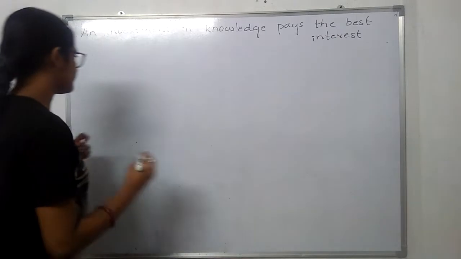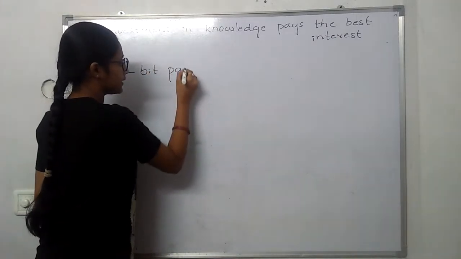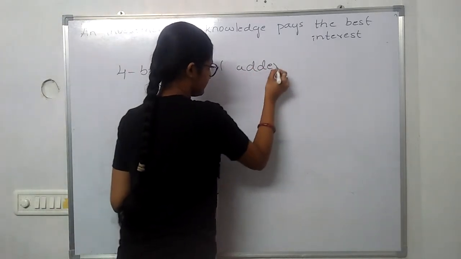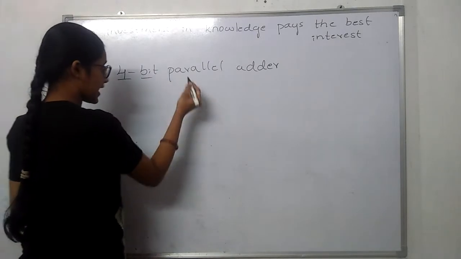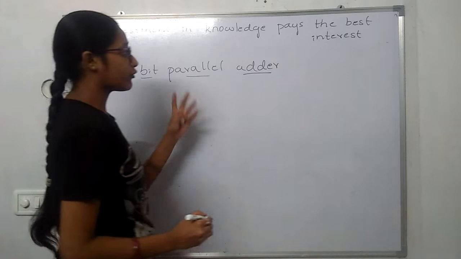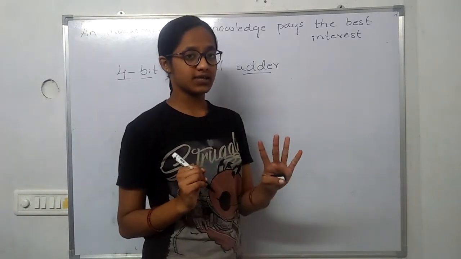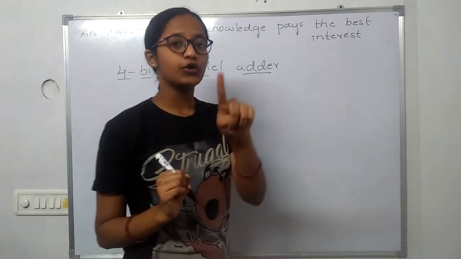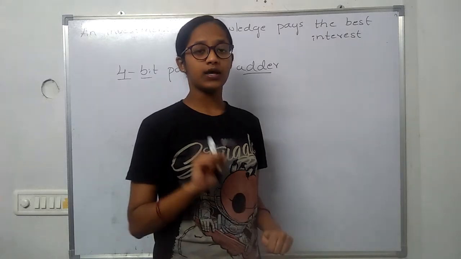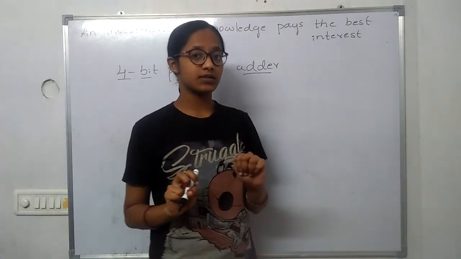Okay, now the 4-bit parallel adder. So I have to add 4 bits parallelly. To add 4 bits parallelly, I have to take 4 adders. You have to tell me whether it is a full adder or half adder. We know that a half adder adds 2 inputs, and a full adder adds 3 inputs, right?